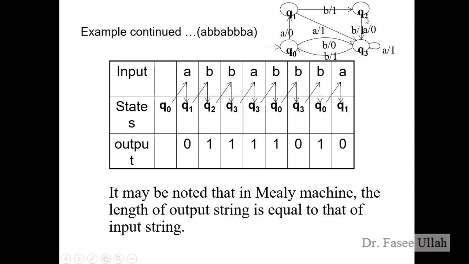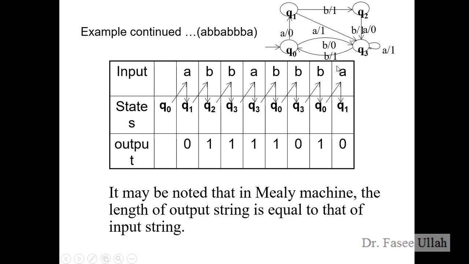Then again we have B. We are already here in Q2, so we go from Q2 to Q3, consuming B, and the output is again 1. So already we are in Q3. Then we have A. A is itself a repetition on Q3, so it produced 1 as well. So we have written the 1.